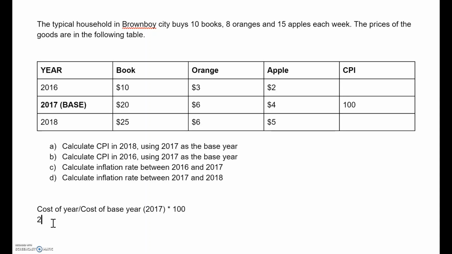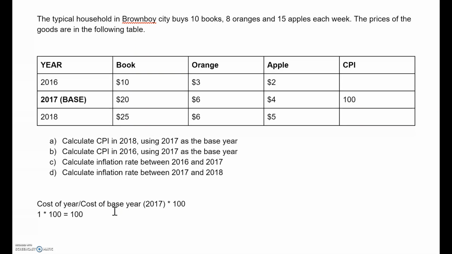So 308 is the cost of the year for the first numerator. So then we get to the denominator, which is the cost of the base year, which is 2017 again. So that is also 308. When we divide these two, we get 1. 1 times 100 is 100, and that's where we get the CPI for the base year.